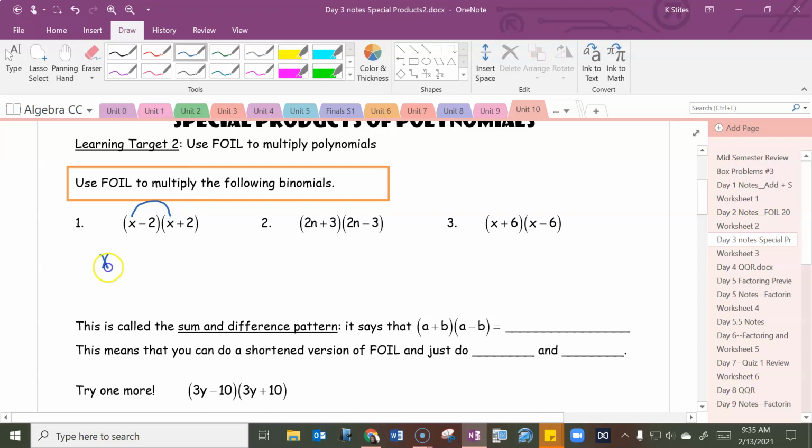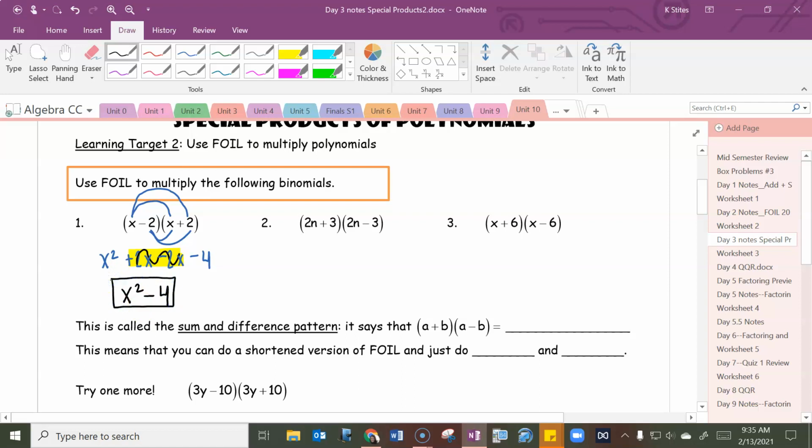X times x is x squared. Outer, x times 2 is 2x. Inner, negative 2 times x is negative 2x. And last, again, you're multiplying here, negative 2 times 2 is negative 4. Now, the unique thing that happens here is when you go to combine your like terms, 2x minus 2x, that's 0. This just cancels out, and all we're left with is x squared minus 4.